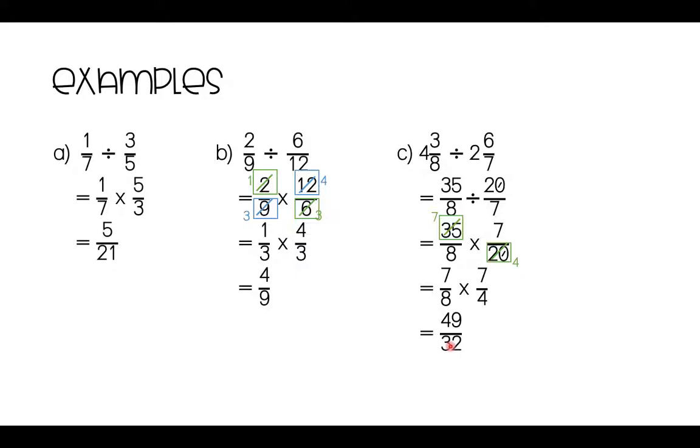So we end up with 49/32. Then what we're going to do is convert that into a mixed number by saying how many times does 32 go into 49, which is once. And if we take 32 parts out of here, how many parts are left, which is our 17.